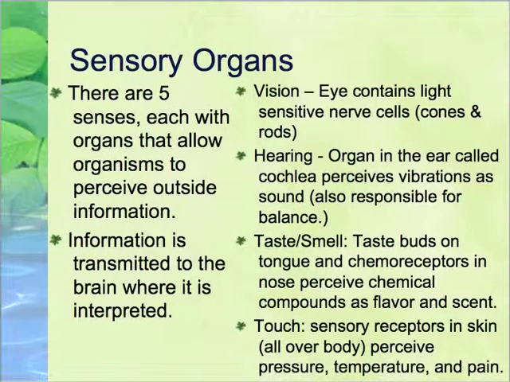Hearing is obviously conducted by the cochlea in the ear, which perceives vibrations. As air around us vibrates, it vibrates the hairs in the cochlea, and we perceive those as sound. It also has to do with our balance in that there's fluid in our ear, and as that fluid is level, we perceive that as our balance. If that becomes imbalanced, we perceive dizziness.